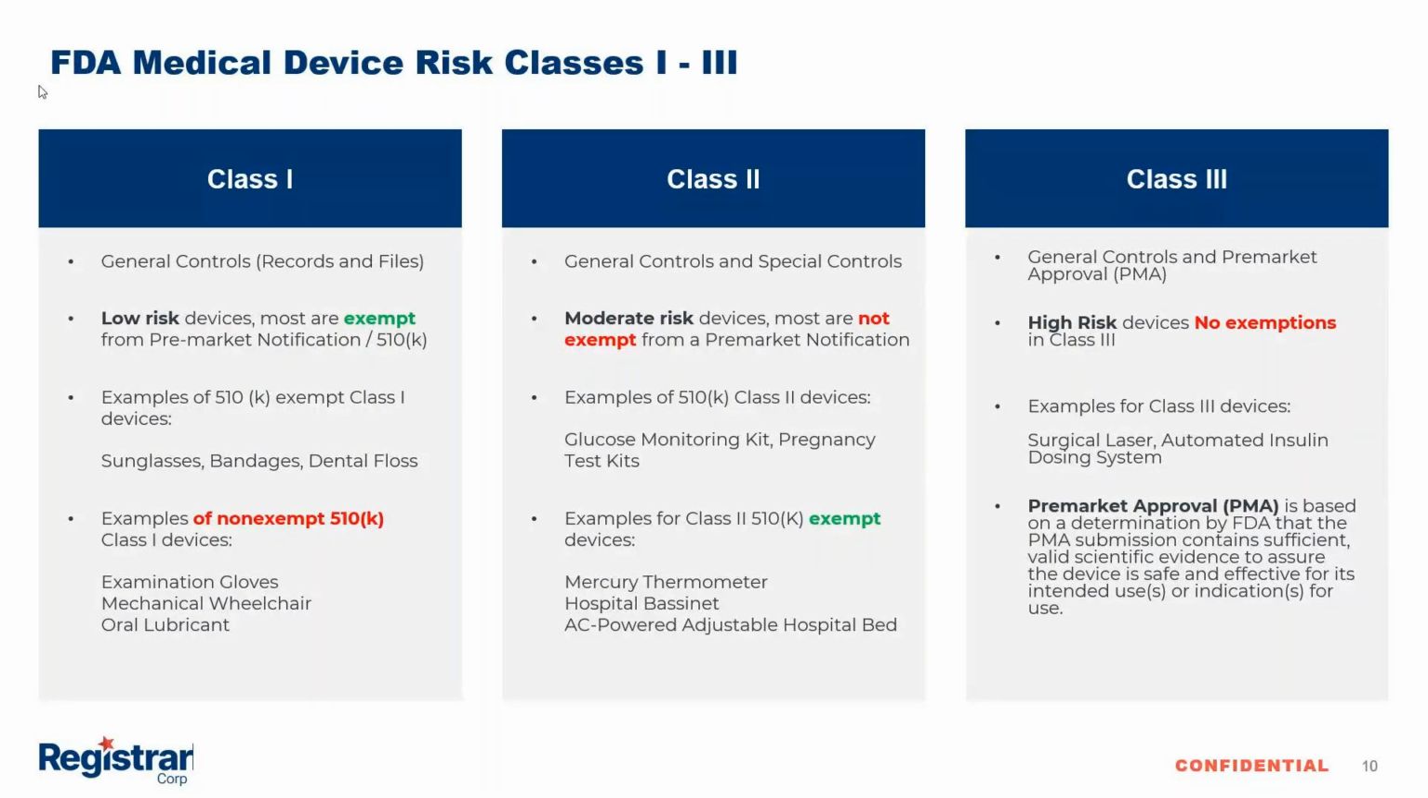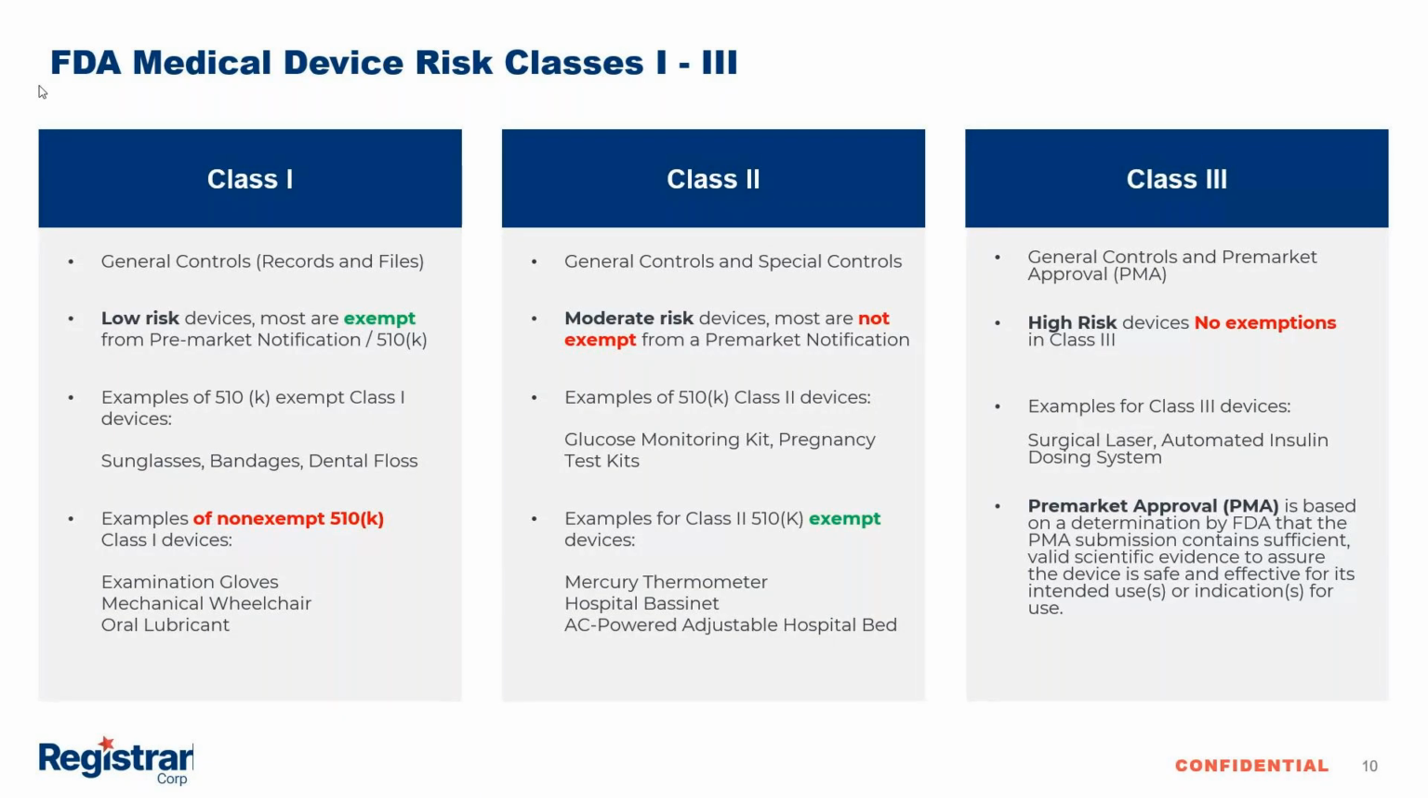We will talk a lot about exactly what that is and what that means on the next slides. So just wait a little bit. Examples of 510K exempt class 1 devices would be sunglasses, a bandage, or dental floss. However, there are a couple of devices, even in class 1, that would require a 510K. Examples for these devices would be examination gloves, a mechanical wheelchair, or oral lubricant.